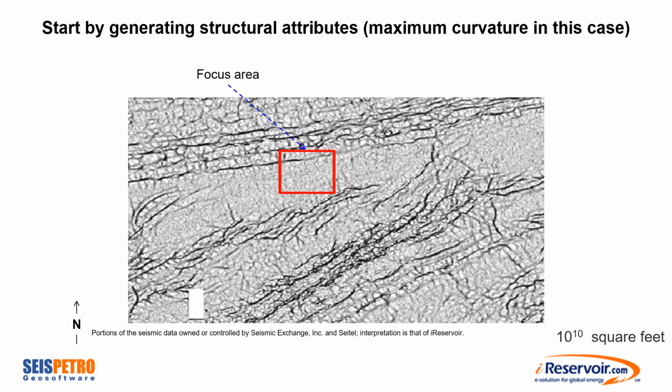We start by generating structural attributes from the original seismic amplitude data. In this example, we use maximum curvature, but the selection of that attribute will depend on which one gives better results when compared with independent data. So quality control is key. In this figure, we see faulting along different orientations in an area of approximately 10 billion square feet, which is roughly the size of a large city.